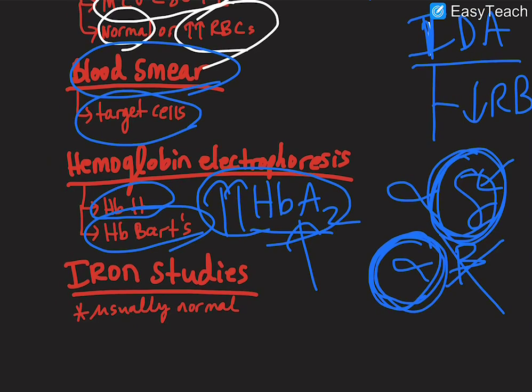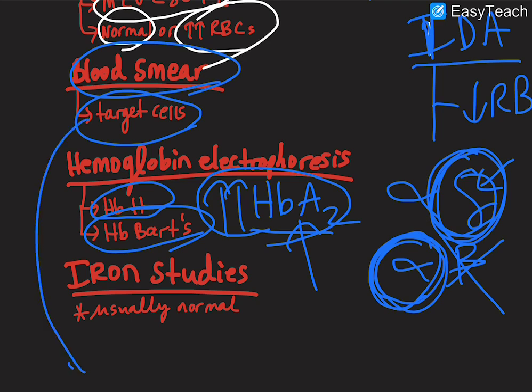And if we talk about iron studies, right? In alpha thalassemia, it's usually normal because there's no problem with iron, right? In fact, you may see elevated iron due to the decreased hepcidin levels, right? So iron studies are usually normal, right?